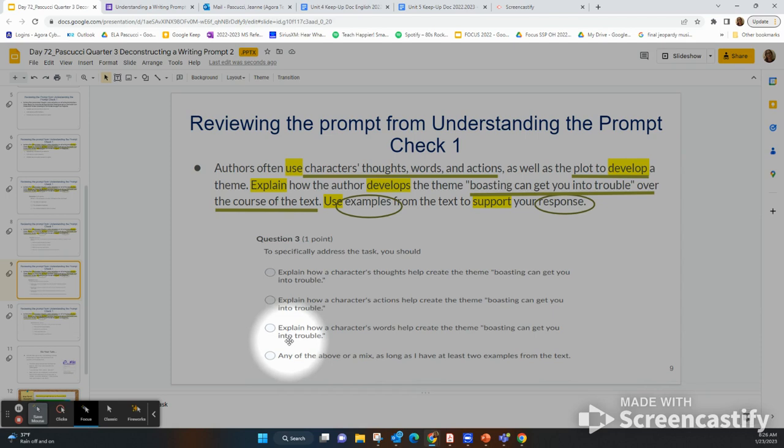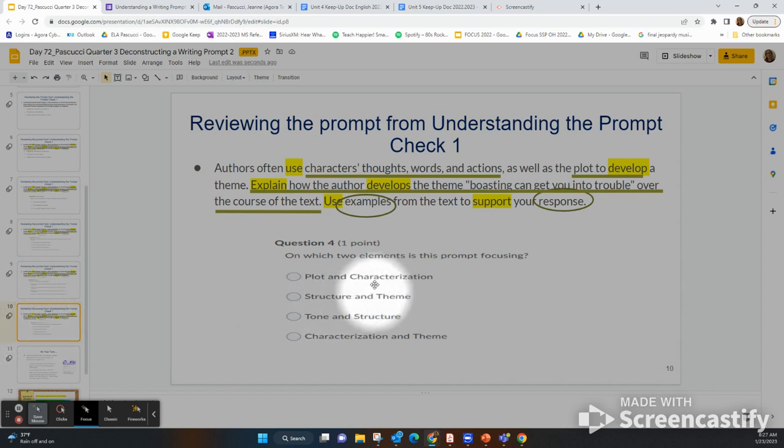Yeah. Oh my gosh. I feel like it's all of them. Oh, wait. This last one. Any of the above or a mix as long as I have 2 examples? Yeah, I think so. Totally that one. That's why you should never just do the first answer. You should read them all.